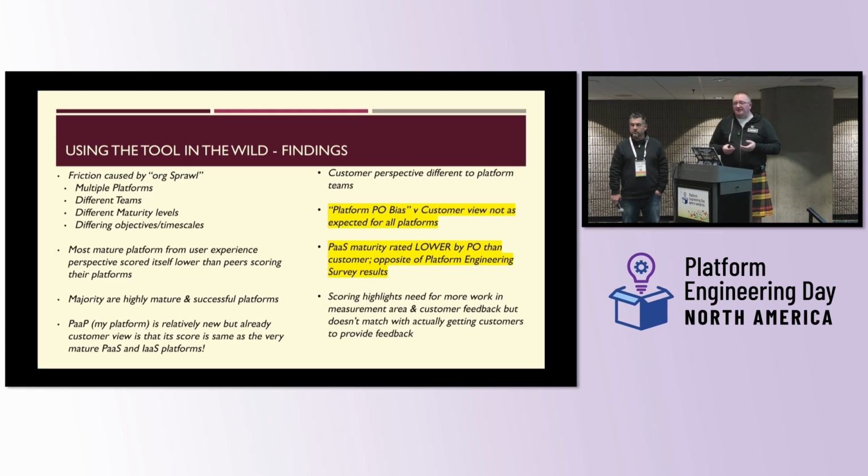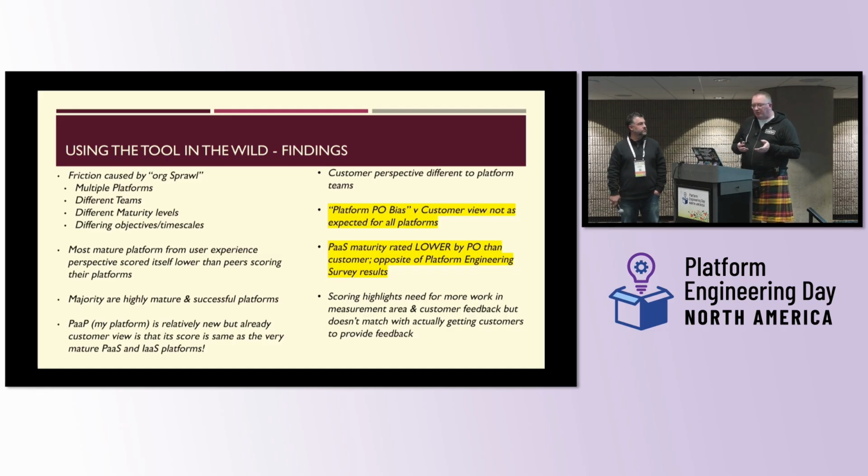There are a few other things that we saw. We saw friction caused by org sprawl. So I'm part of a big enterprise organization, lots of divisions, lots of teams, lots of opinions, lots of different ways of doing things. It takes a while to get everyone on that journey, get everyone aligned to that journey, right? So you get friction, and you've got to overcome that friction. You've got to double down on the communication and talking with people about that. There are multiple platforms, different teams, different maturity levels in those teams as well, and they've got different objectives. You have to take all of that on board and figure out how you're going to align that with the maturity model.